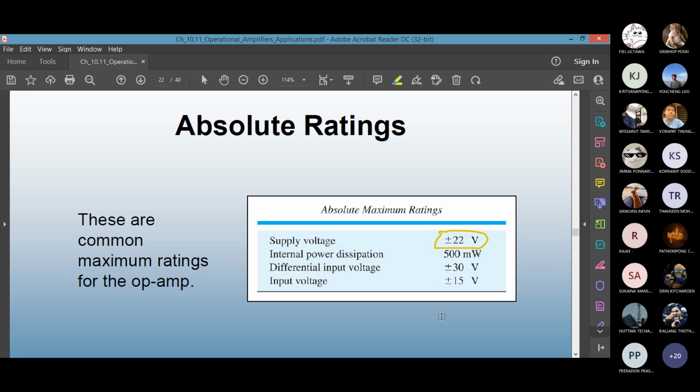Differential input voltage. What is the difference between the supply voltage and the differential input voltage? Differential input refers to V plus minus V minus. The difference between the plus pin and the minus pin should not be outside of this range. That is the differential input.